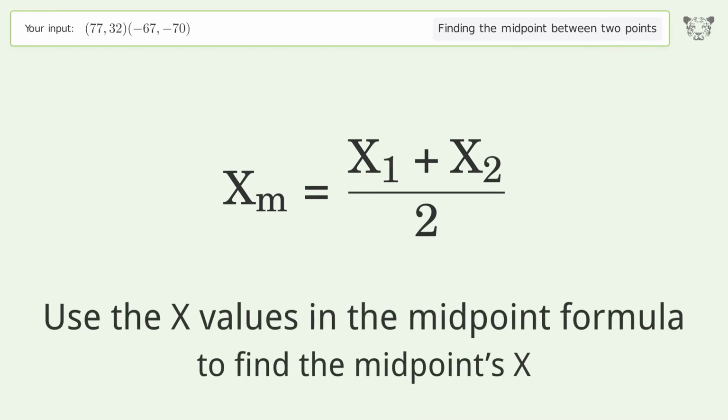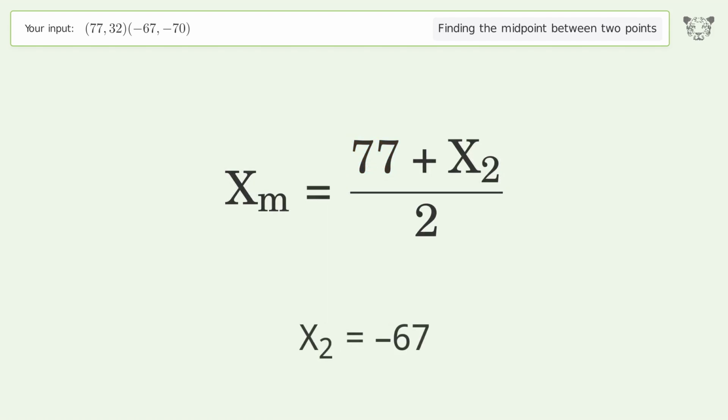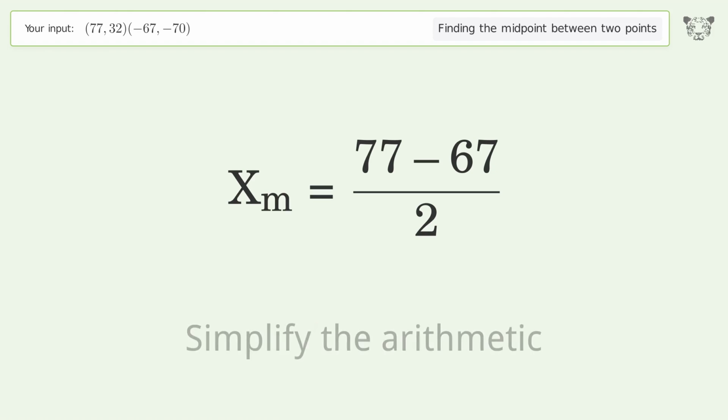Use the x values in the midpoint formula to find the midpoint's x. x1 equals 77. x2 equals -67. Simplify the arithmetic.